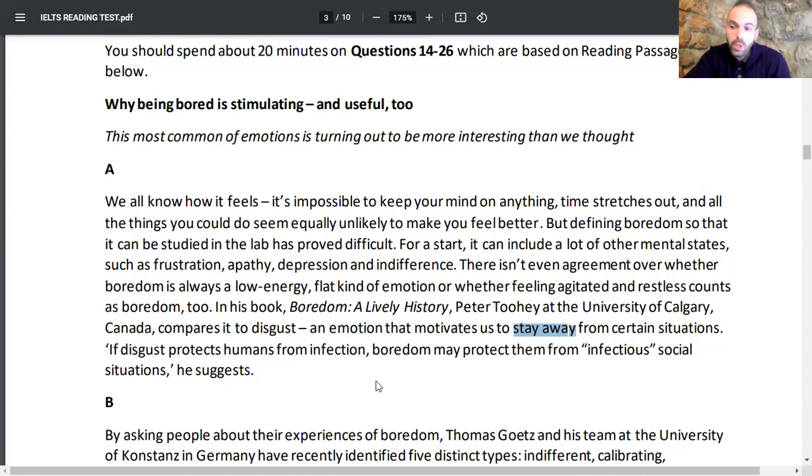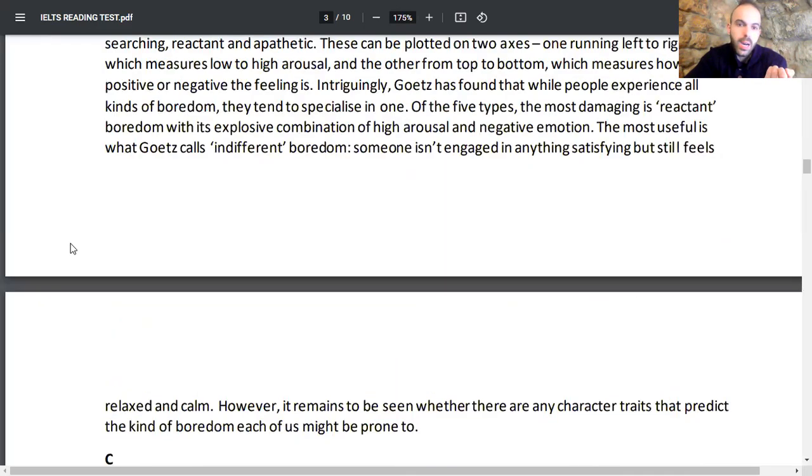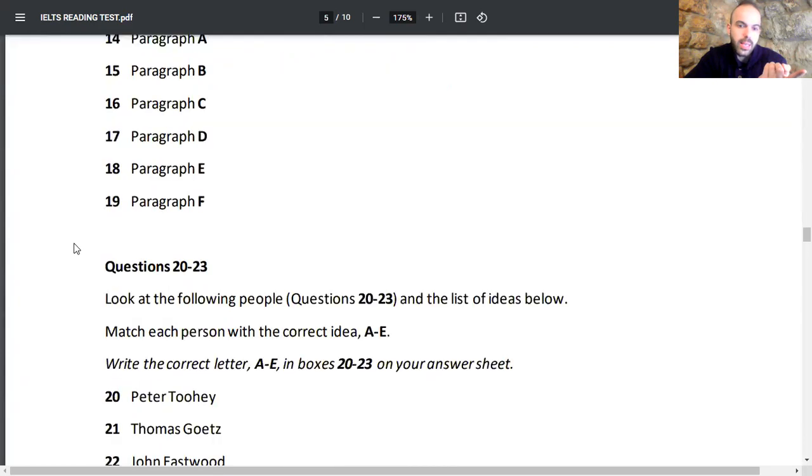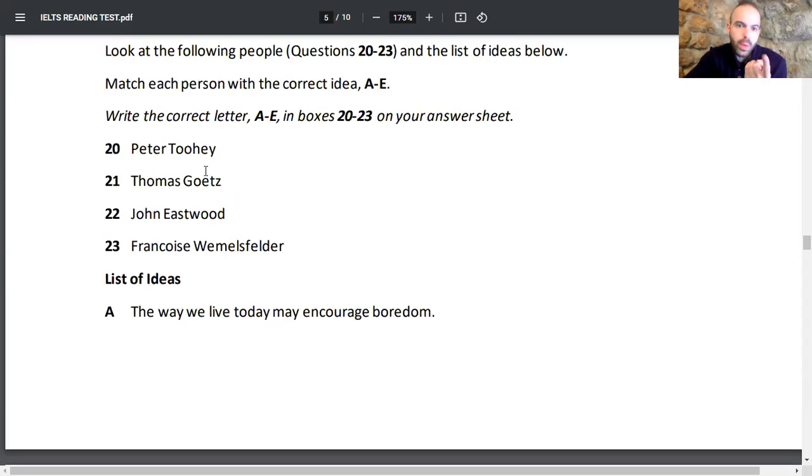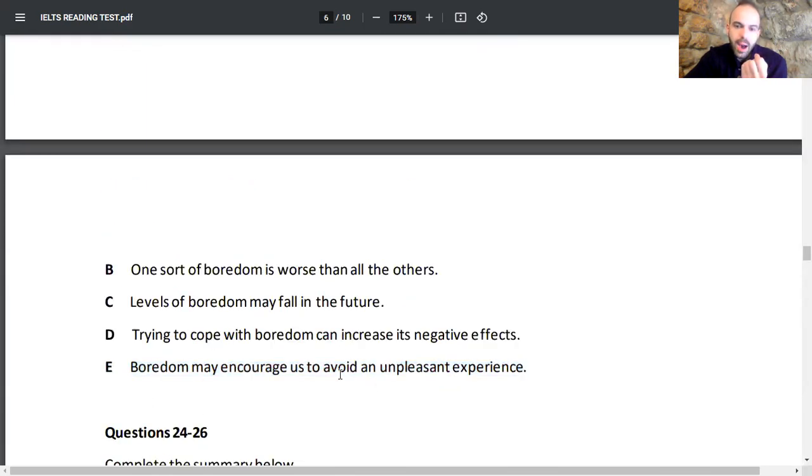And the words infectious situations were written down in one of the ideas as unpleasant experience. So then definitely Peter Tuhi's idea is, so the answer is E. Boredom may encourage us to avoid an unpleasant experience. Okay, so Tuhi said that. So this idea is matching with Peter Tuhi. So 20 is E. As you can see, avoid means stay away, which was written as stay away in the text. Unpleasant experience was written as infectious situation. See how important the keywords and the synonyms are in the text?